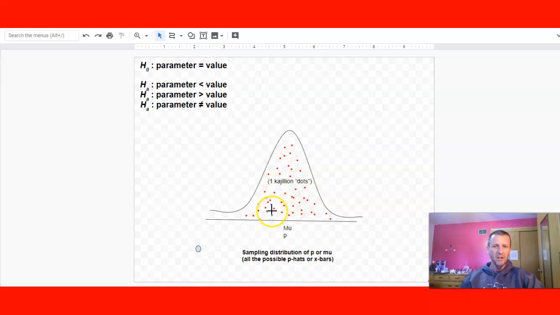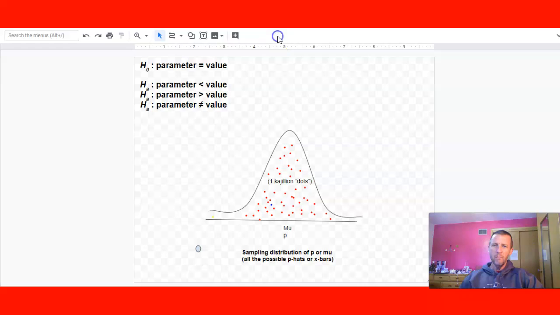And I go, you know what? That's not super surprising if I get that right here. If my p hat had turned out to be way down here, I hope that yellow dot shows up, you say, wow, that's really surprising. If this is what I expected to happen, and this is what really happened, that's surprising to me. And I go, that makes me suspicious.